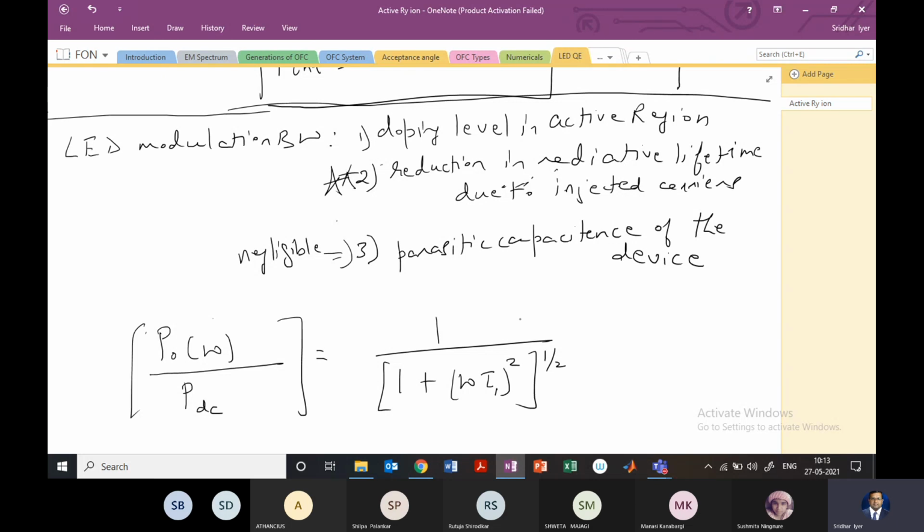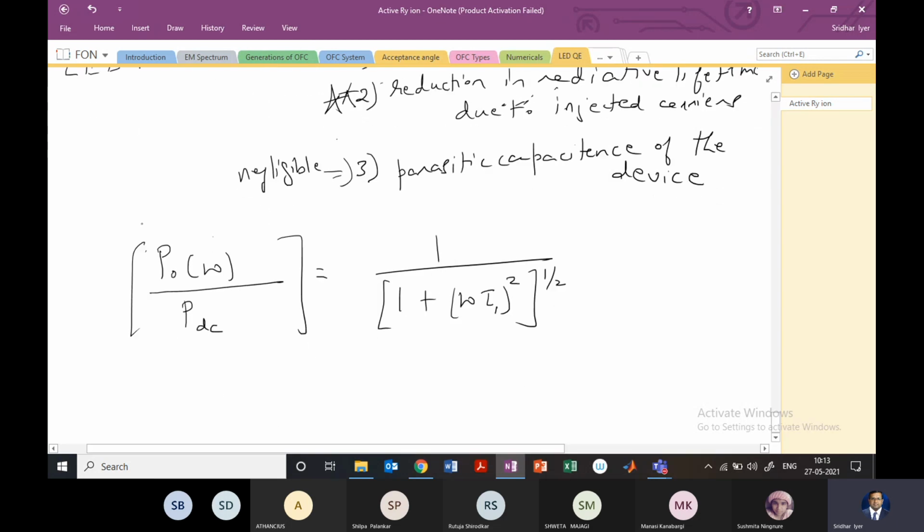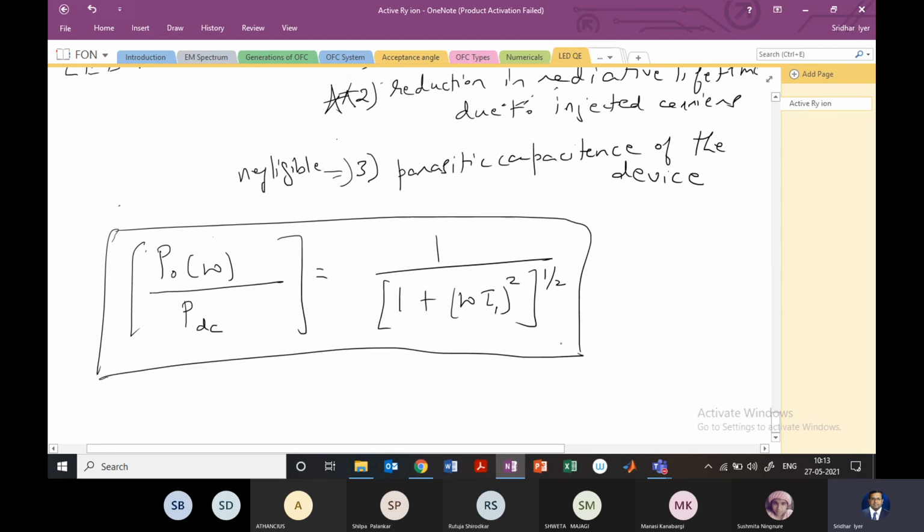So point number 2 is telling you how many carriers we inject and how many of them will react radiatively. That is going to define the modulation bandwidth, right? And PDC on the left hand side denominator is basically the DC power from the same current, right? So we're not going in for the derivation of this equation. We are rather interested in using this equation.